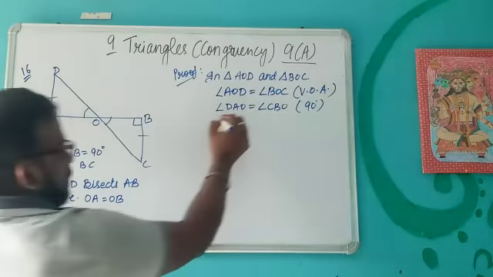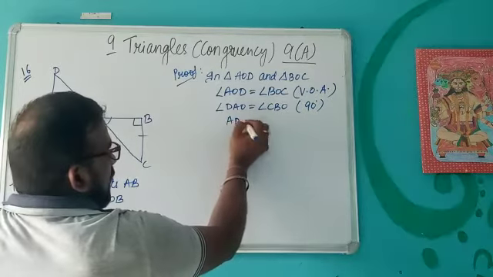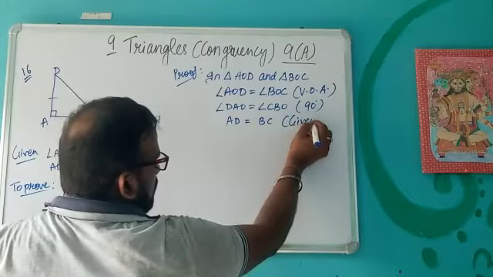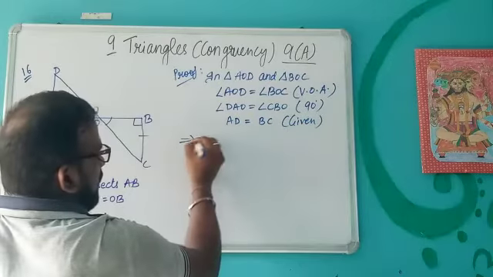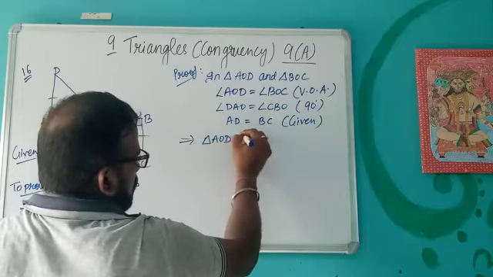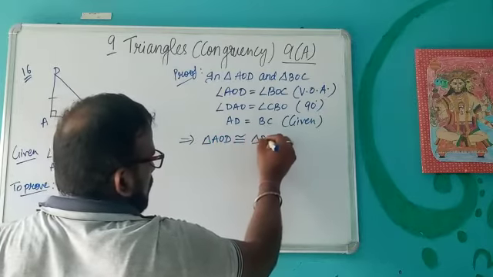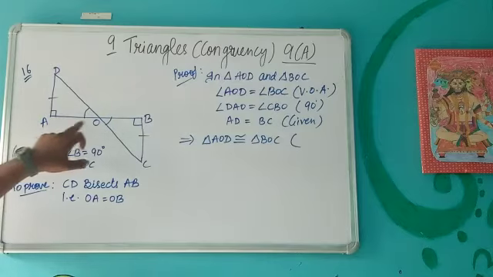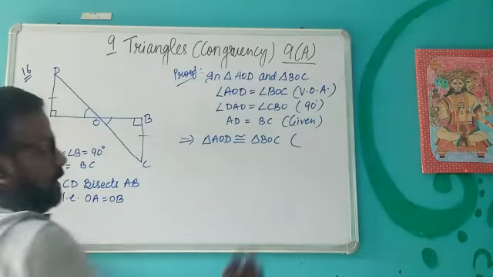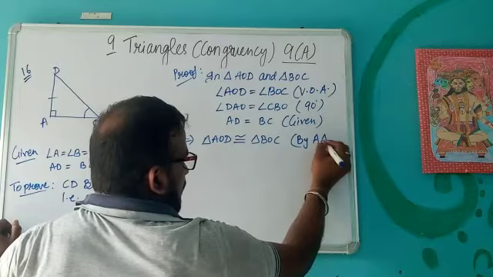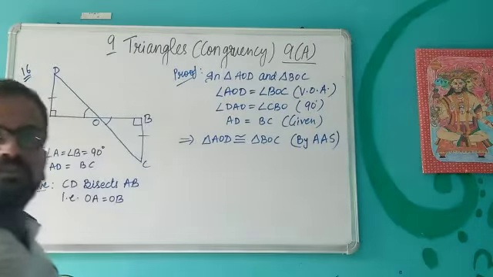And what else do we know? We know that AD equals BC. It is given. So we can say that triangle AOD is congruent to triangle BOC by which criteria? See, angle, side. Okay, so don't get confused by RHS. It is congruent by angle, side.